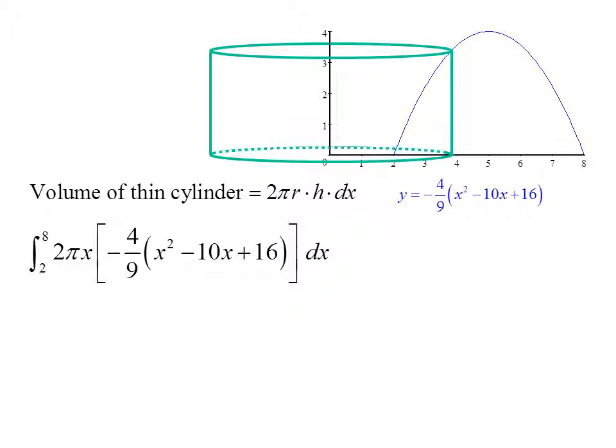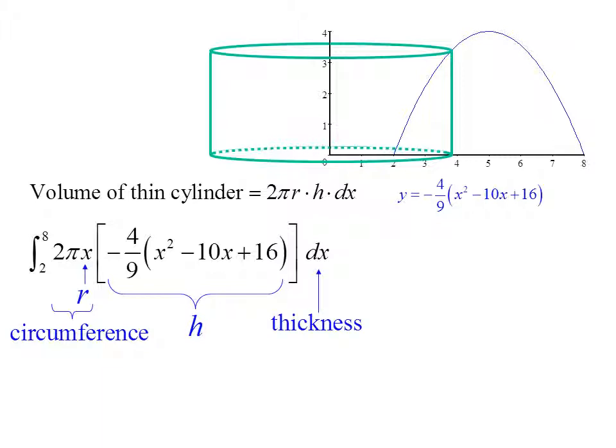We have the integral from 2 to 8 of 2 pi x times our function. So there's r. 2 pi r is the circumference, and our function was h. Dx, of course, is the thickness of the shell. And we get 160 pi, or about 502.655 cubic centimeters.